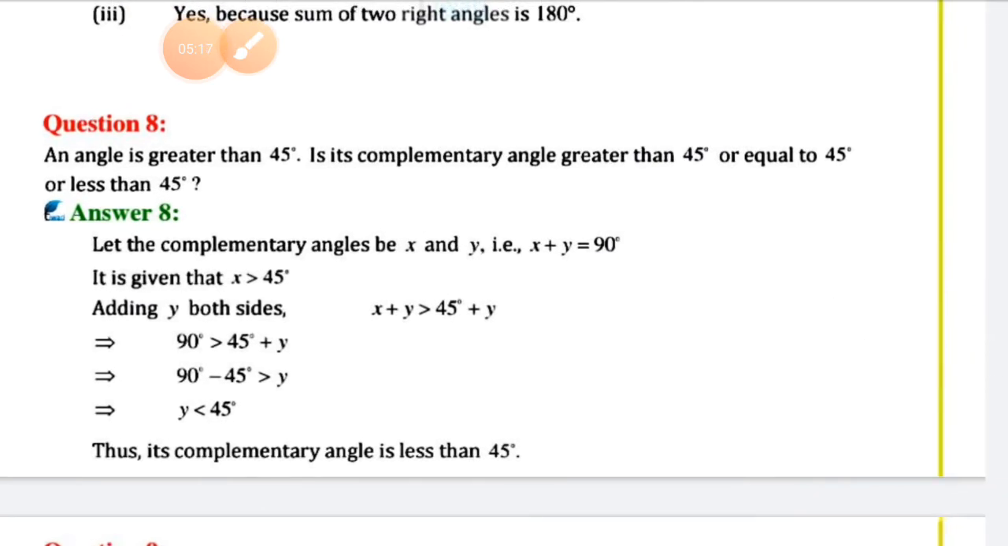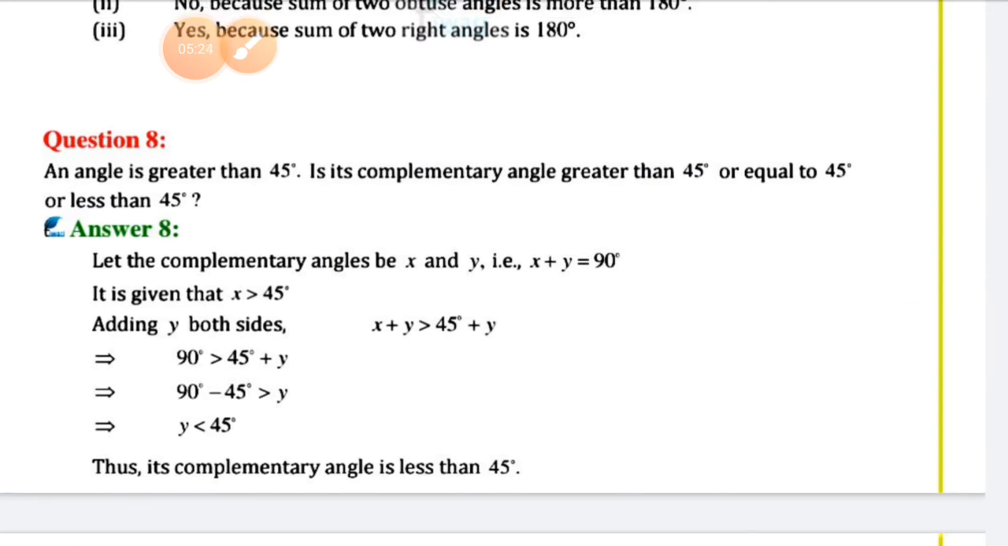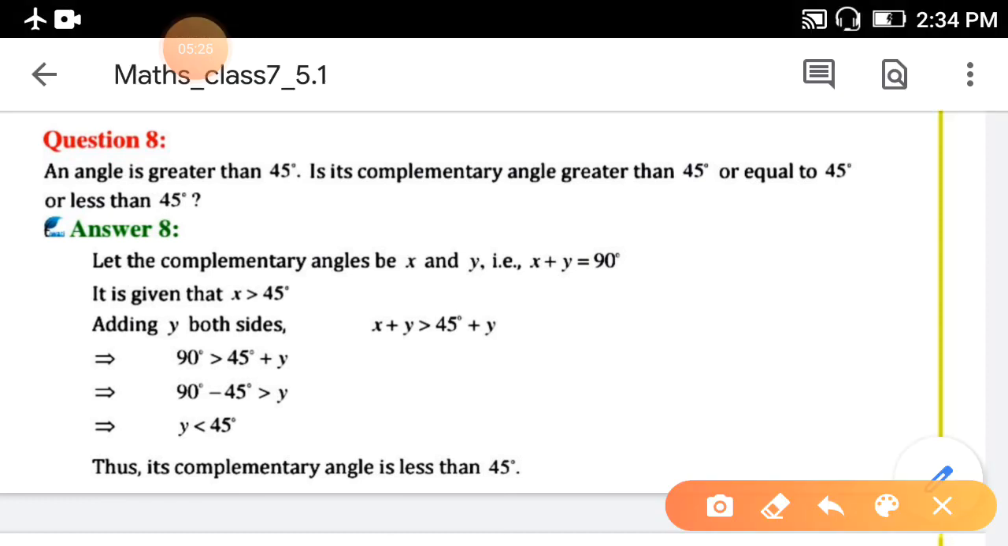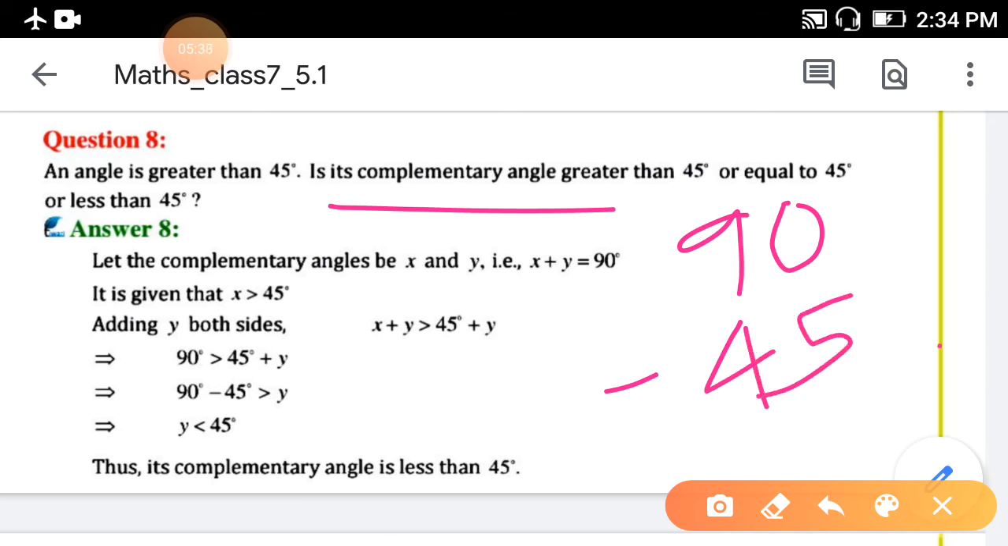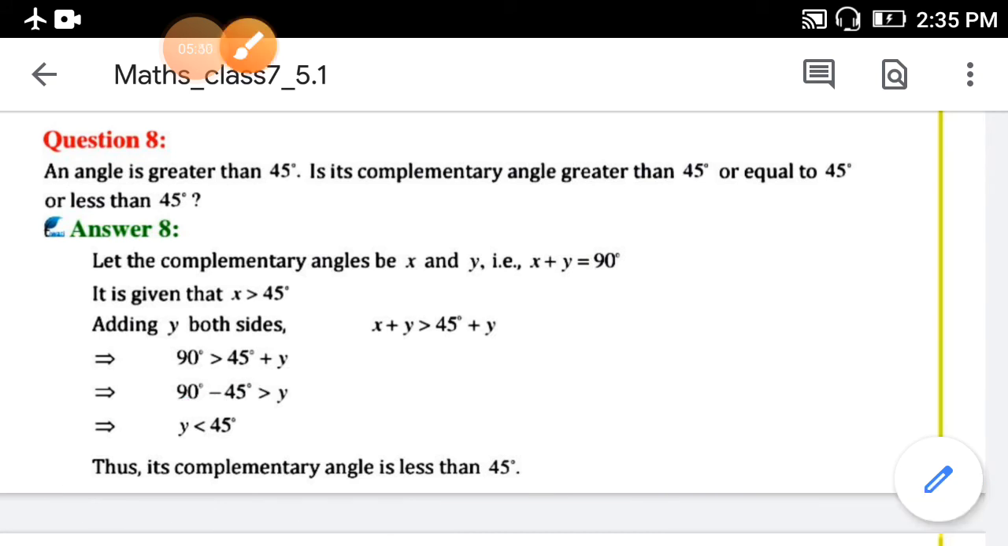So these two angles can be supplementary angles. Question number 8. An angle is greater than 45 degrees. Is its complementary angle greater than 45, equal to 45, or less than 45? What is the condition? Complementary angle, so their sum is 90 degrees. Now one angle is 45. Then what should be the other? 90 minus 45 is equal to 45. So its complementary angle is 45 or less than 45.